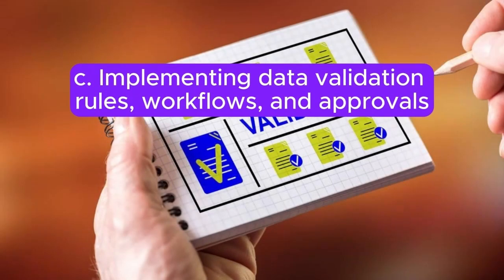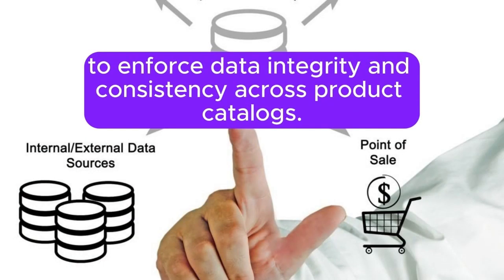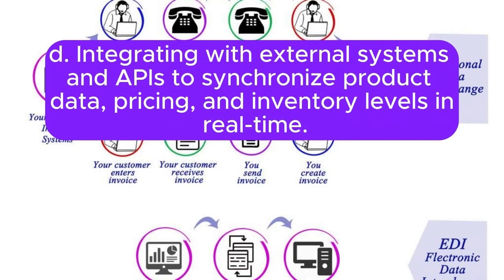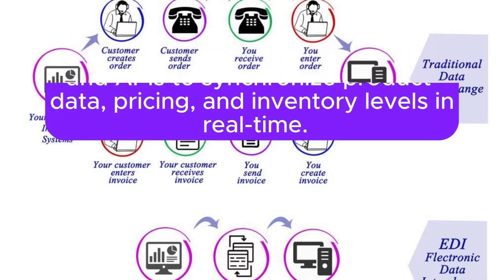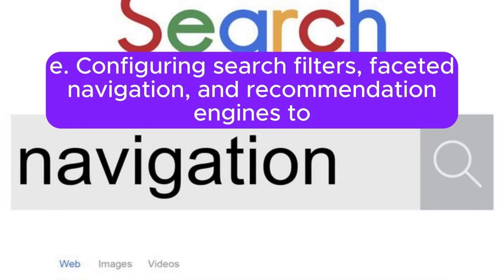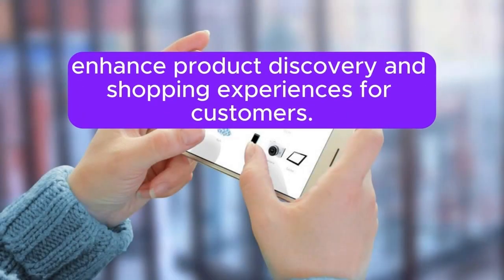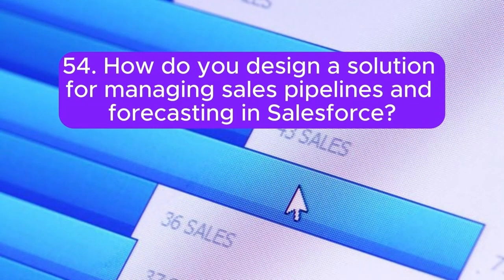C. Implementing data validation rules, workflows, and approvals to enforce data integrity and consistency across product catalogs. D. Integrating with external systems and APIs to synchronize product data, pricing, and inventory levels in real time. E. Configuring search filters, faceted navigation, and recommendation engines to enhance product discovery and shopping experiences for customers. 54. How do you design a solution for managing sales pipelines and forecasting in Salesforce?